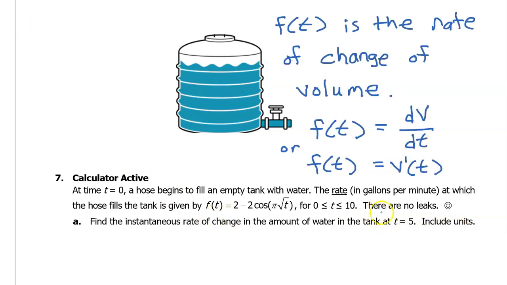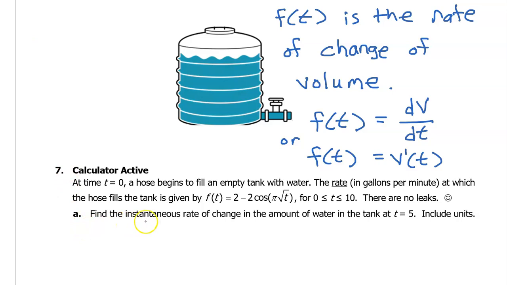Because there are no leaks in the tank, we know that the rate at which the hose fills the tank is the rate of change of the overall volume in the tank. So notice that f of t is what we normally call dV/dt. It's the rate of change of the volume. So f of t is the same as V prime of t. Just keep that in the back of your mind.